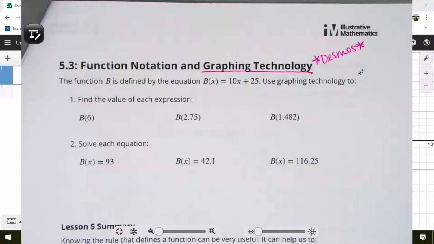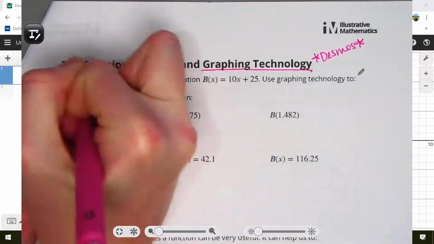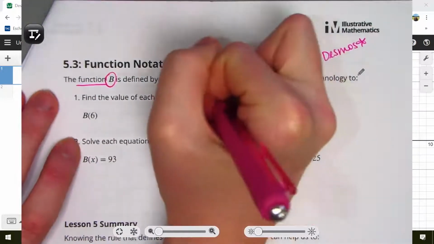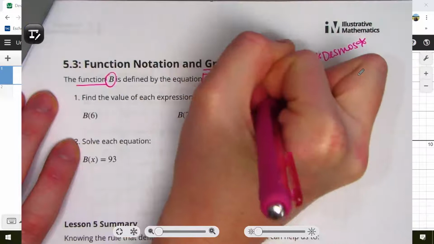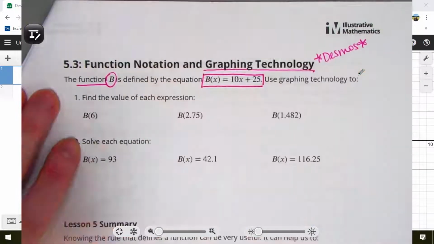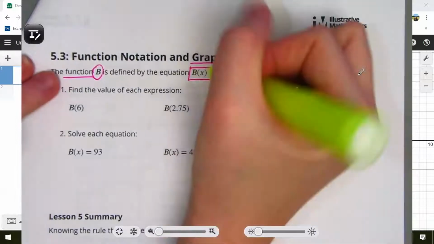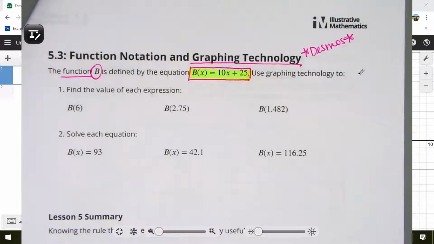So we have function B. What's the name of my function? B. And it is defined by this equation. Every time they give me an equation, I'm going to highlight it, put a box around it, all that jazz. It says use graphing technology to find the values of each expression.